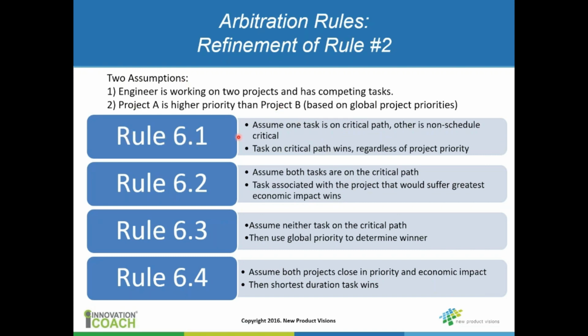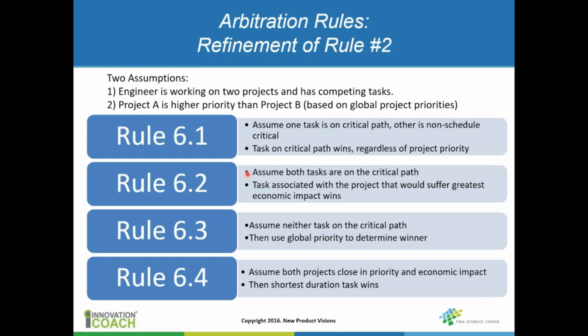So rule number 6.1 is, let's first assume that one of those tasks is on the critical path of that project, where the other task is non-schedule critical. In that case, the task on the critical path wins regardless of the project priority. In other words, if the critical path is on project B, even though project A is higher, you work on the project B task.